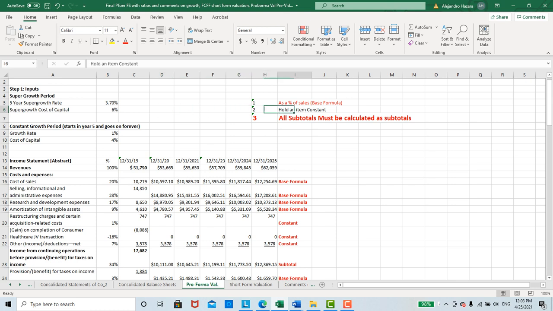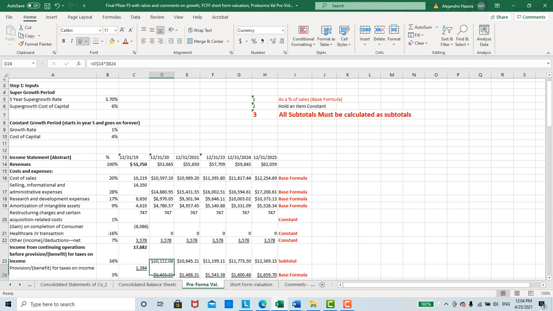If there's something that you don't know, that you're not familiar with, or that's immaterial, or both, hold it constant. Just leave it like this. Restructuring charges, it's immaterial, and we don't know what it is, so hold it constant. Just leave it there. In some cases, this is a one-time gain, obviously. You're only going to get rid of the consumer healthcare joint venture once, so those would be 0. It's not a recurring item.